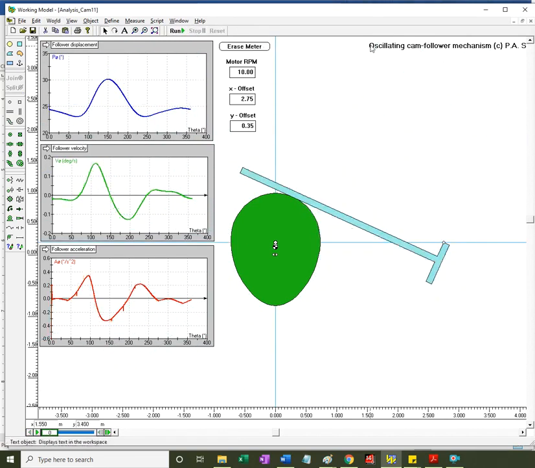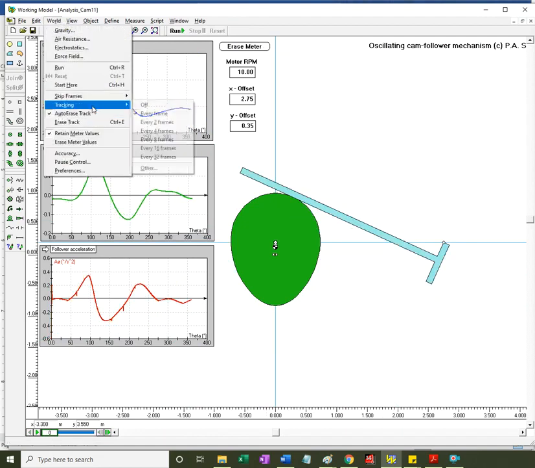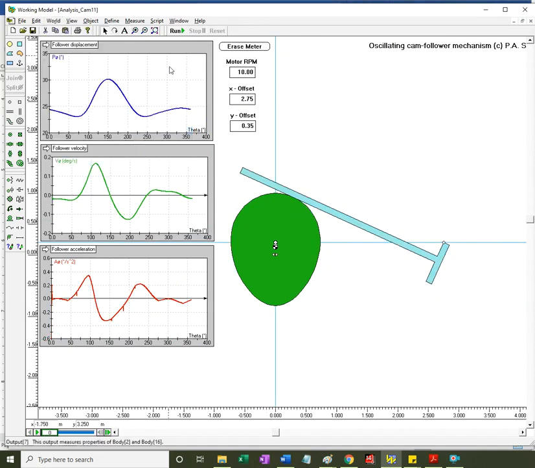Maybe every frame is too dense. Tracking every 4 frames.